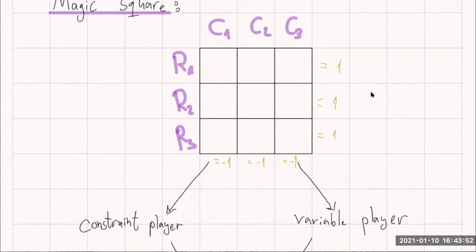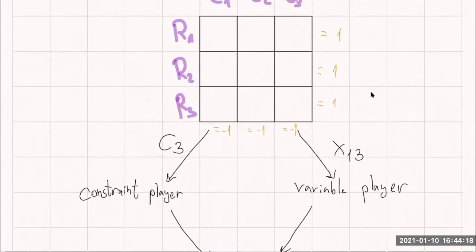The variable player gets one of the squares inside the 3x3 grid. So I can send to the variable player x1,3, and I can send to the constraint player column 3. This is a kind of pair. These are two possible questions to the players in this game.